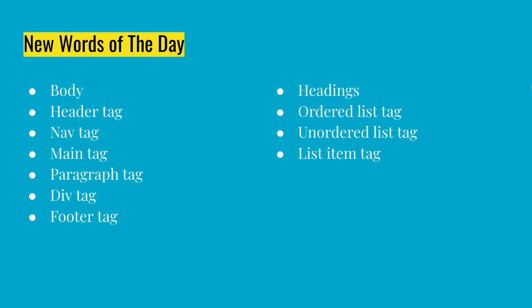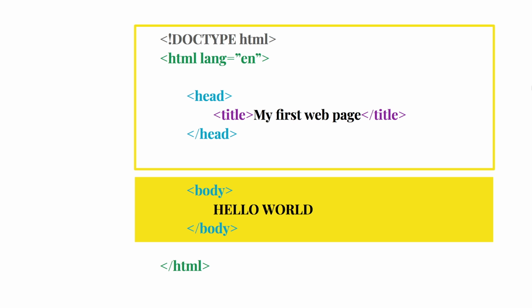So the new words for the day today are body, header tag, nav tag, main tag, paragraph tag, div tag, footer tag, headings, ordered list tag, unordered list tag, and list item tag.